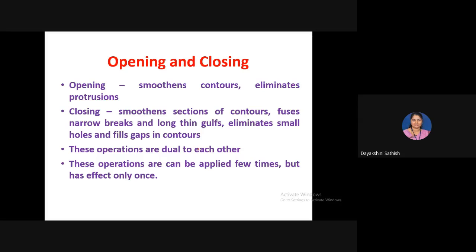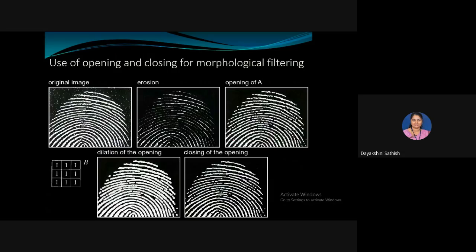Okay, so this is about the opening. Opening smoothens the contours and eliminates the protrusions, and closing smoothens the sections of the contours, fuses the narrow breaks and long thin gulfs, eliminates small holes and fills gaps in contours. So these operations are dual to each other. Depending upon the application, sometimes you may have to apply opening first then closing, or closing first then opening. Okay, so this is one more example for morphological opening and closing.